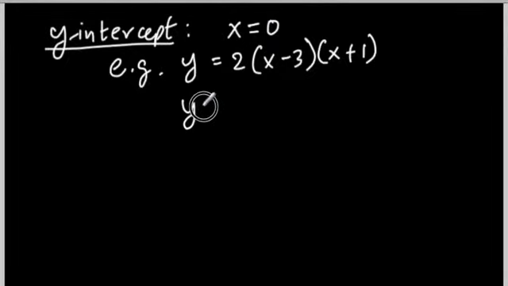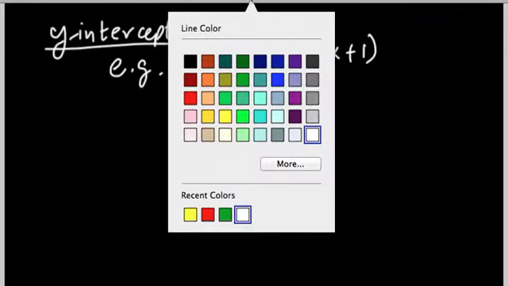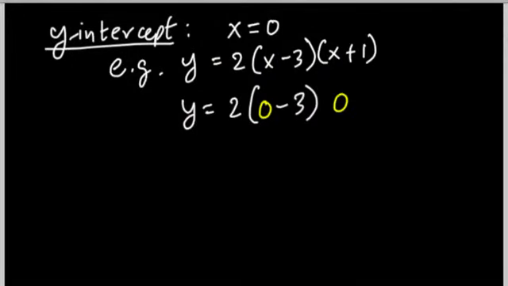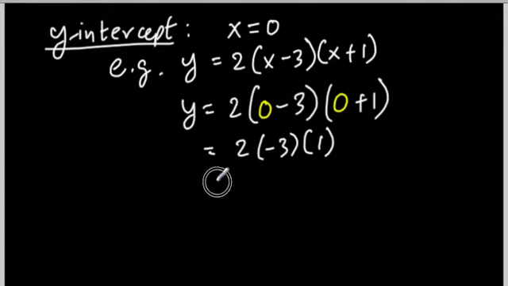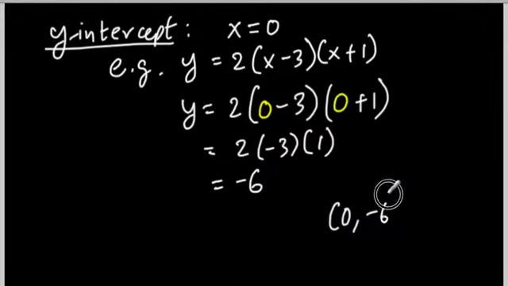So in this case, y is equal to 2, and x is going to be 0, so I'm just going to write 0 minus 3, and then 0 plus 1. So this is basically 2 times negative 3 times 1, so it's equal to negative 6. So my y-intercept is negative 6, and if I write this as a coordinate, it would be (0, negative 6), and that's the coordinate of the y-intercept.